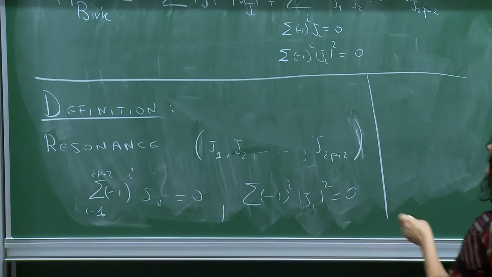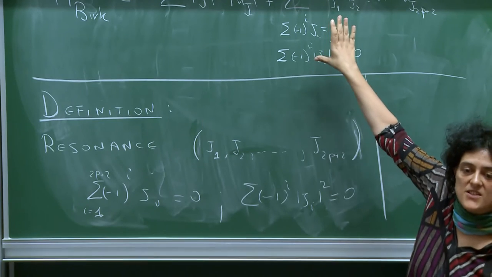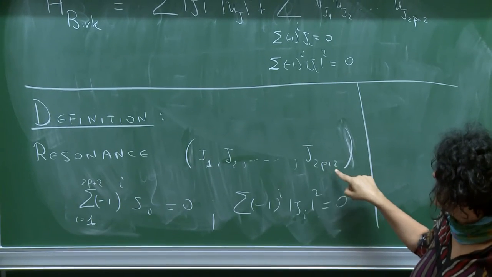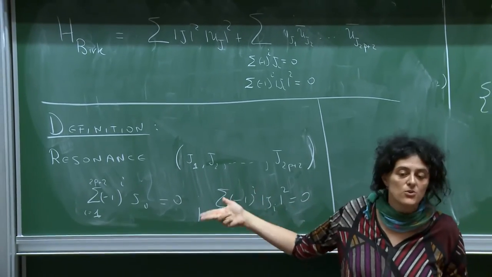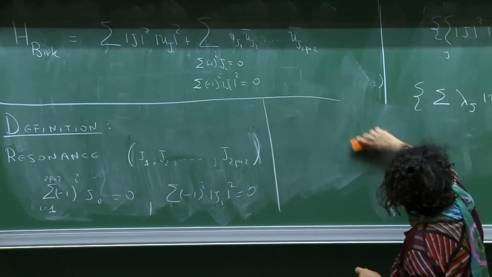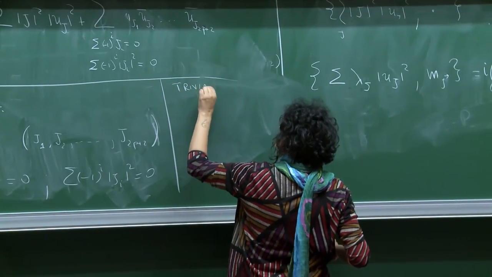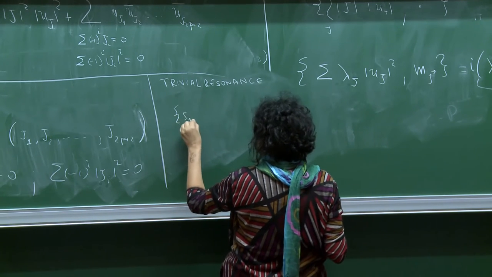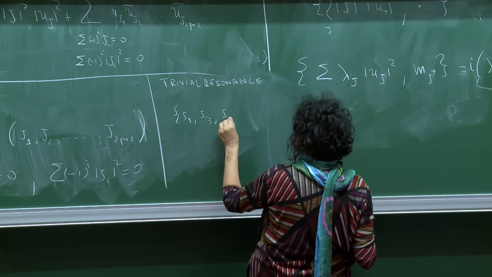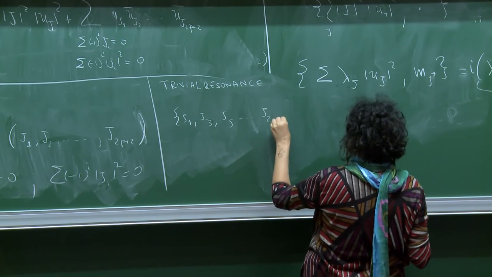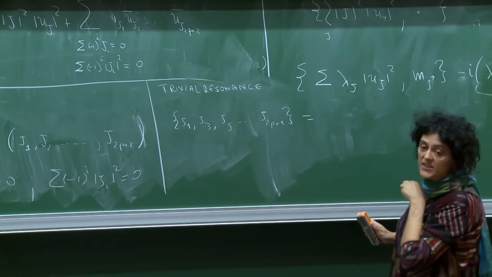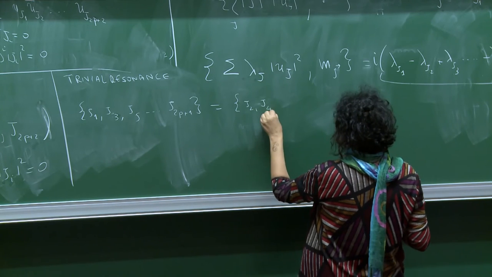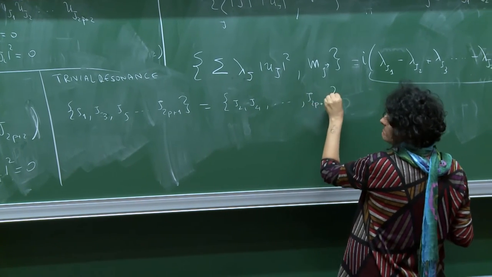So here I could substitute the sum with the sum over the resonances. Since I have fixed the number of points, I will call this a resonance of order 2p plus 2. So a resonance of order 4 is J1, J2, J3, J4, and so on. And now a trivial resonance. A trivial resonance means that if I look at the odd indexes J1, J3, J5, up to J2p plus 1, this, as an unordered sequence, is equal to the sequence of the even modes J2, J4, up to J2p plus 2.